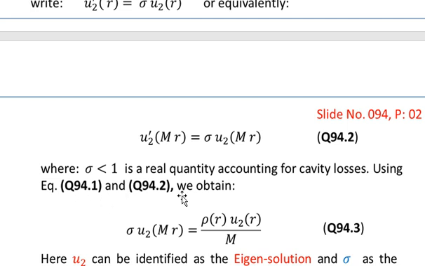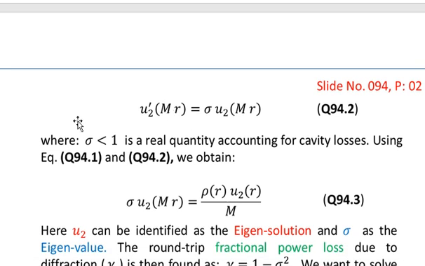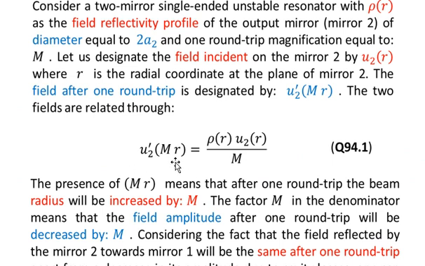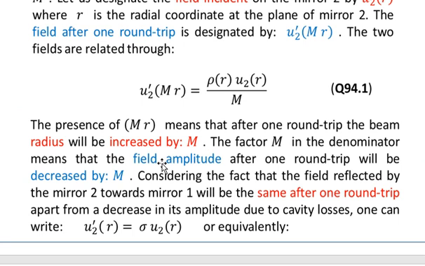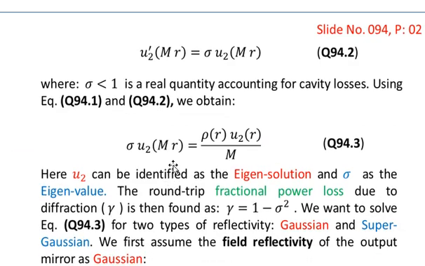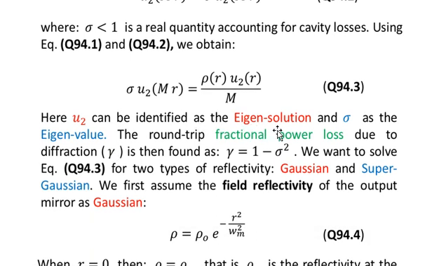Using equation number 1 and 2, you see that the left hand sides of both equations are equal. So equating them, we get equation number 3. That is sigma times U2 of MR is equal to rho of R multiplied by U2 of R divided by capital M. Here U2 can be identified as the eigen solution and sigma can be identified as the eigenvalue. The round trip fractional power loss due to diffraction denoted by gamma is then found as gamma is equal to 1 minus sigma square. We want to solve equation number 3 for two types of reflectivity, Gaussian and super Gaussian.